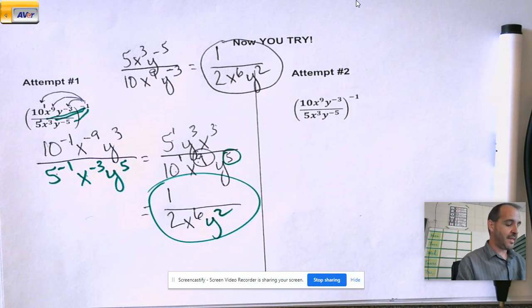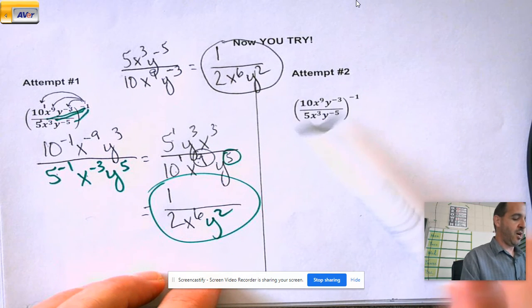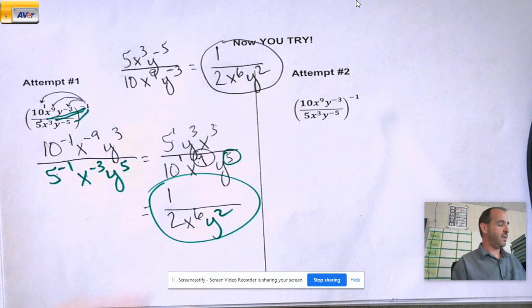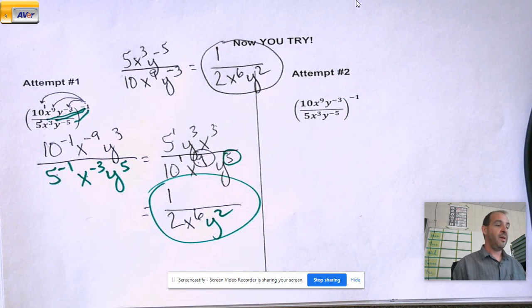So maybe on attempt number 2, you try cleaning up all the stuff inside, doing all your flipping and stuff, then distribute the negative at the end and kind of see which way you're finding is easier for you. Cool thing again with exponents, not like order of operations. You can actually do it a whole bunch of different ways, but as long as you're following the rules, you can get to the answer. So try out that last one, and we'll see you next time.